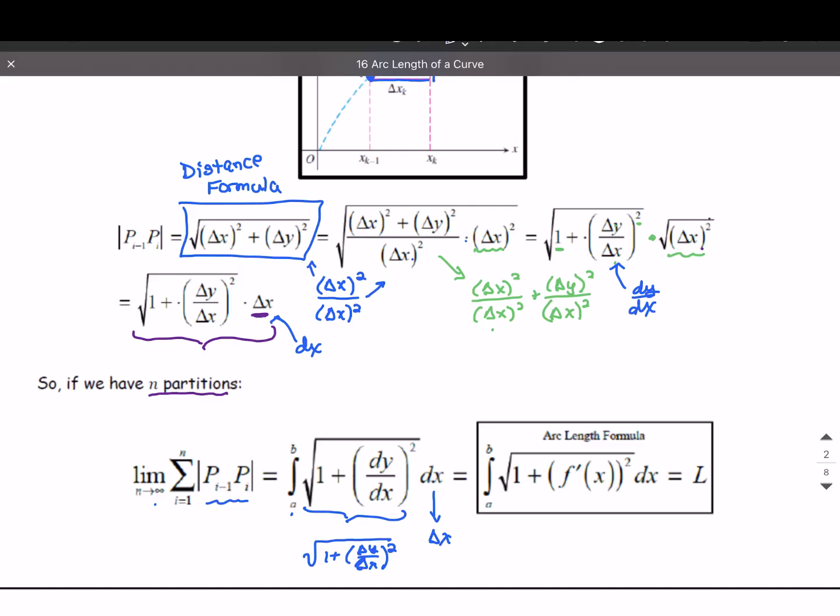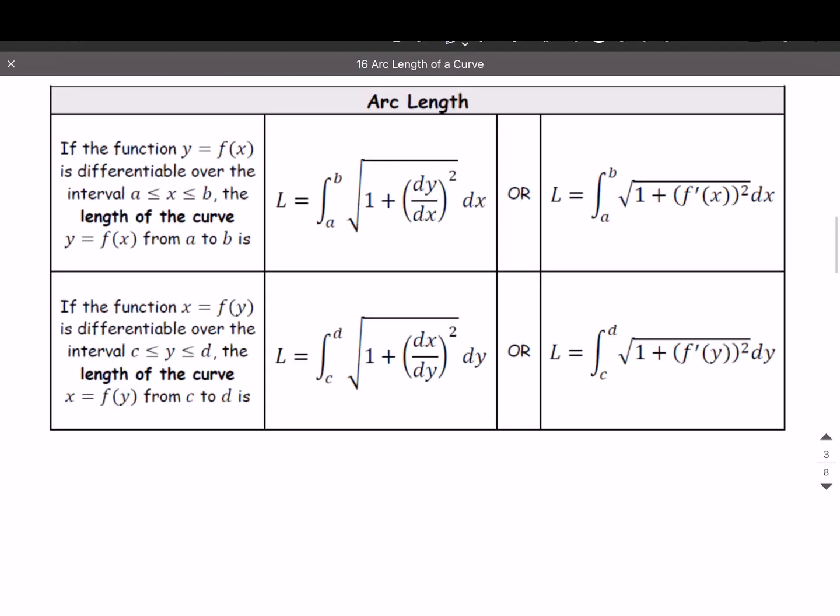Okay, so this is the arc length formula, but we could also rewrite it, instead of using dy dx, we can use f prime of x. So there are two ways to represent the arc length. If we're going to do everything in terms of x, and our x is between a and b, then the arc length is either the integral from a to b of the square root of 1 plus dy dx squared times dx, or the integral from a to b of the square root of 1 plus f prime of x squared dx.